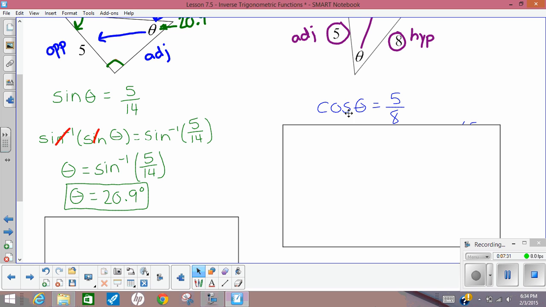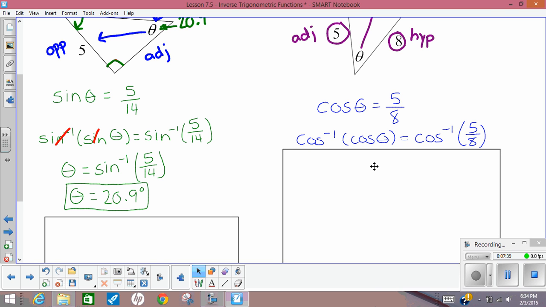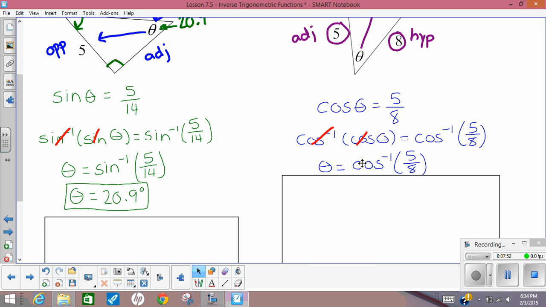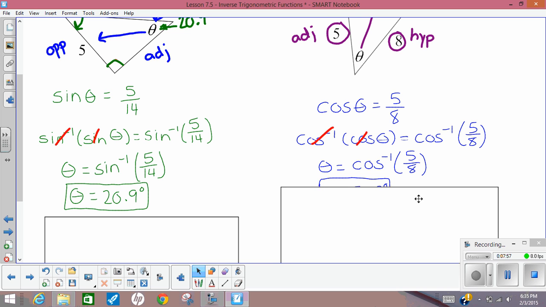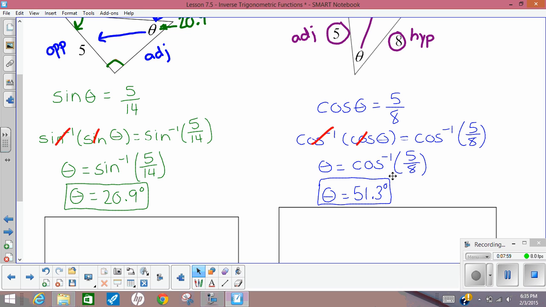To get rid of the cosine and leave us just with this theta variable, we take the cosine inverse of both sides, like so. And as I always say, you should show all your work, you should show these steps. Cosine inverse and cosine cancel each other. Now we just need to go into our calculator. Second cosine, 5 divided by 8, tells us that that angle is approximately 51.3 degrees.